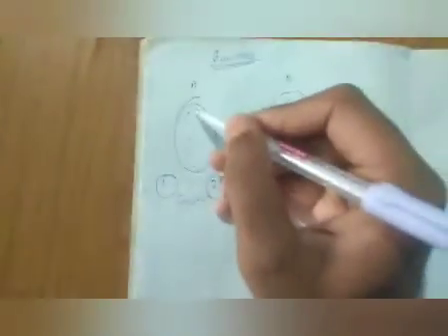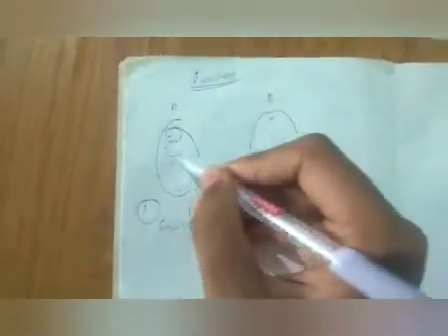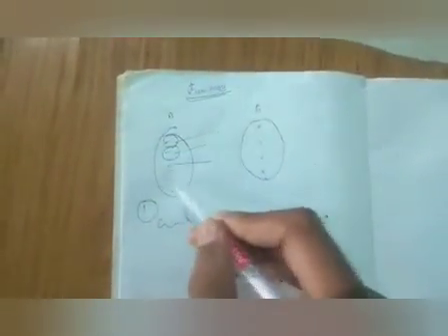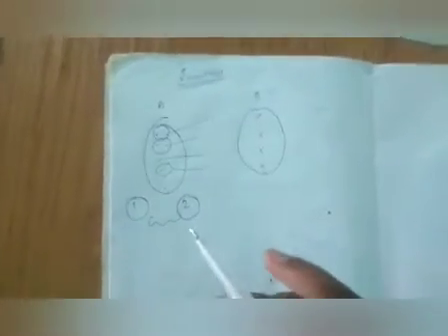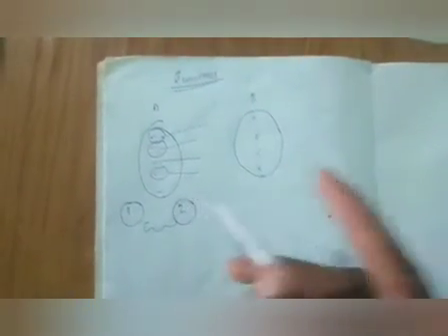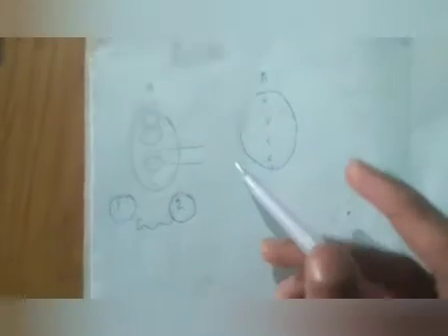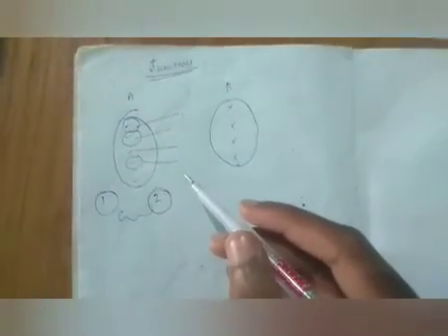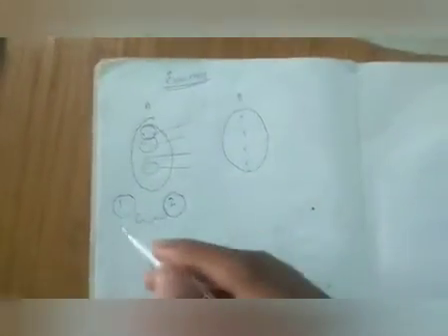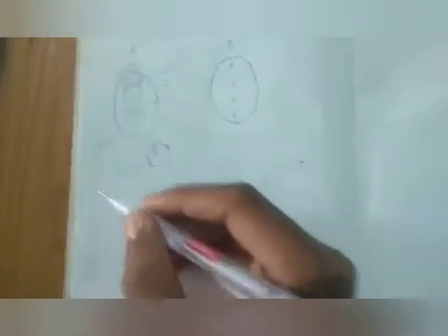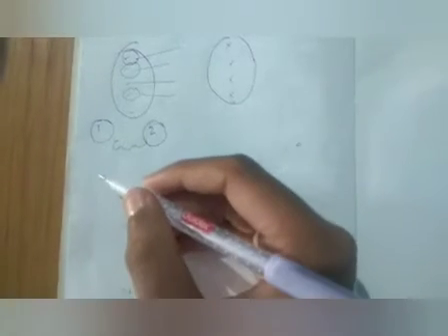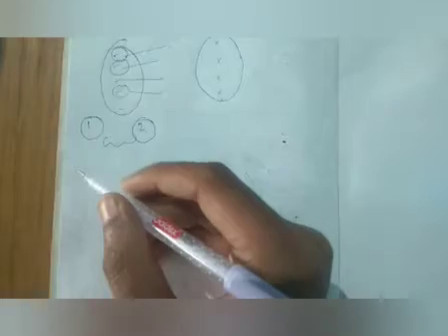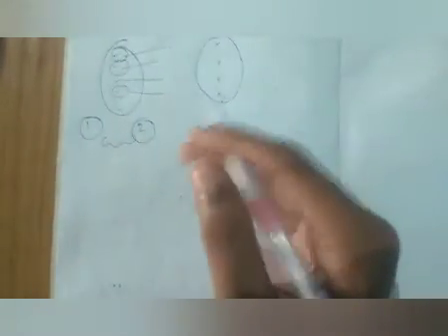Every element should be mapped and the mapping should be unique. Every element should be mapped to a unique element in B. So this is the Venn diagram approach. Coming to the graphical approach, let us go with the graph to determine whether the relation is a function or not.